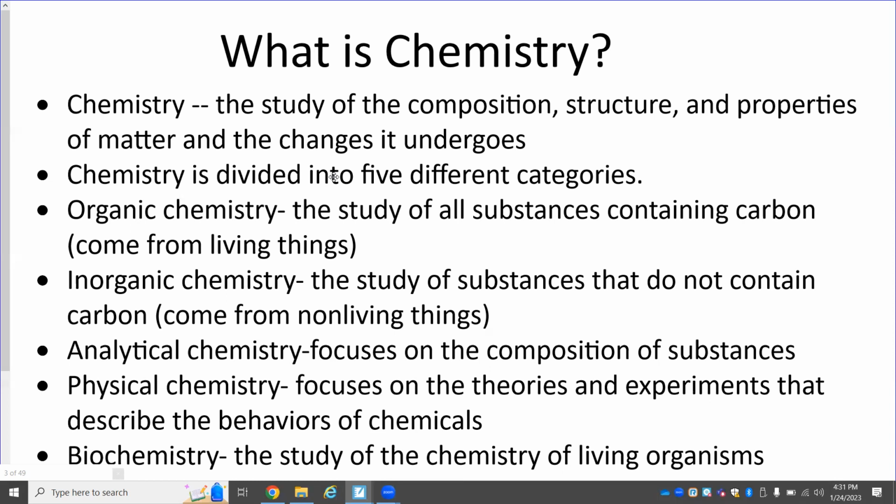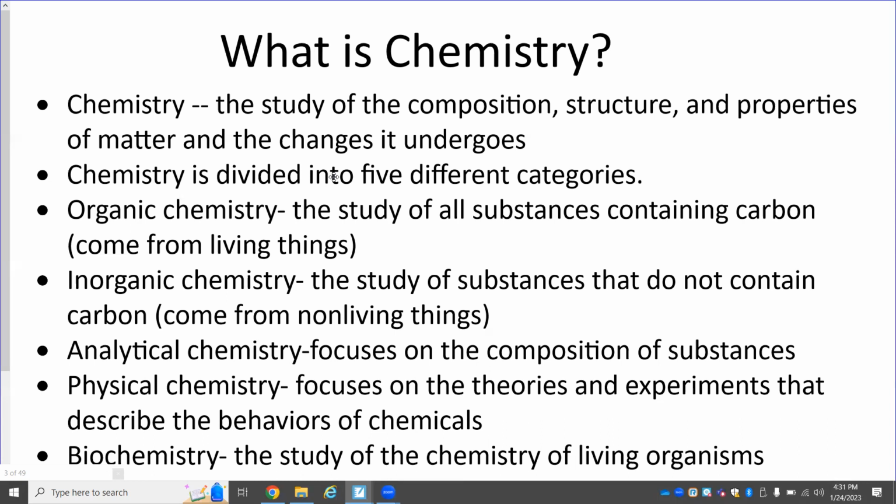We're also going to look at some analytical chemistry. This focuses on the composition of substances. So we're going to be looking at what elements something is made of, the formula for that substance, how many particles are in that substance. That's something that we will tie back into throughout the whole semester. We're also going to look a little bit at some physical chemistry. This focuses on the theories and experiments that describe the behaviors of chemicals. So looking at if we put these 2 chemicals together, what's going to happen? What are we going to observe? That will come up later in the semester.